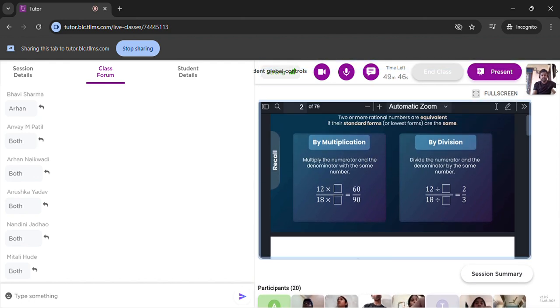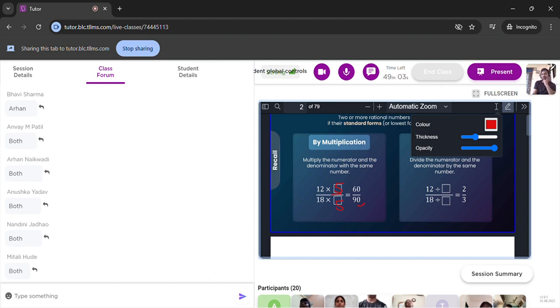Okay, also recall. Now we have a rational number which is 12 by 18, and there is one more rational number which is 60 divided by 90. When it will become 60 by 90, we have to fill in 5 by 5. This 12 will become 60 only when you multiply it by 5. In the similar way, when you multiply this 18 by 5, then it will be 90. So in place of the numerator 5 will come, and in place of the denominator also 5 will come.